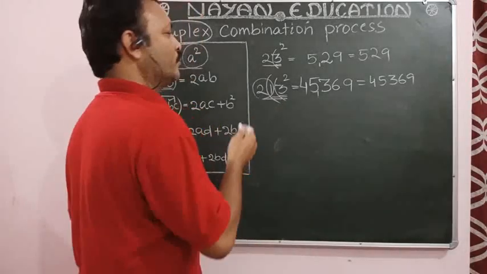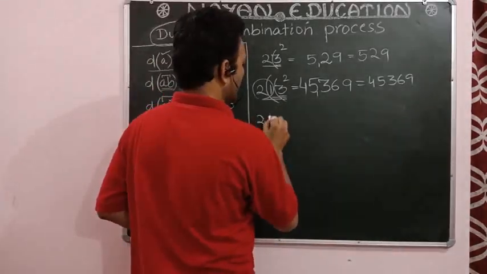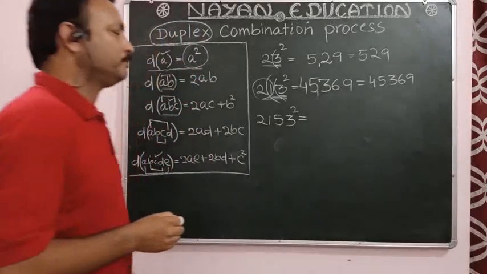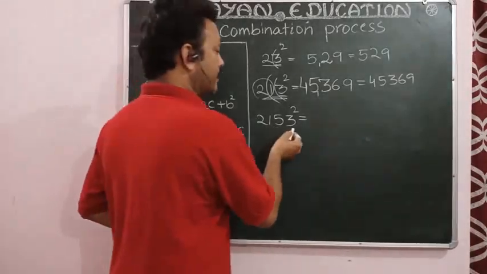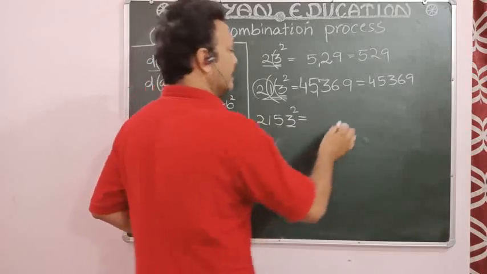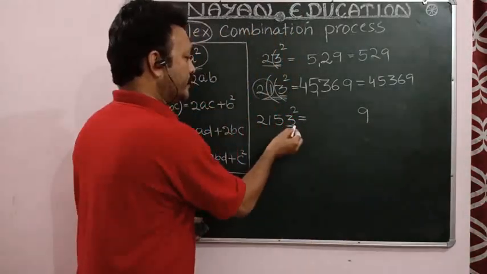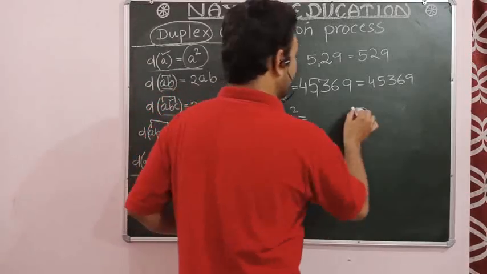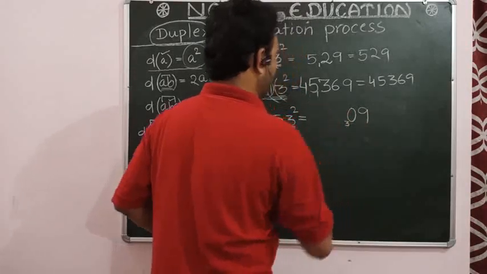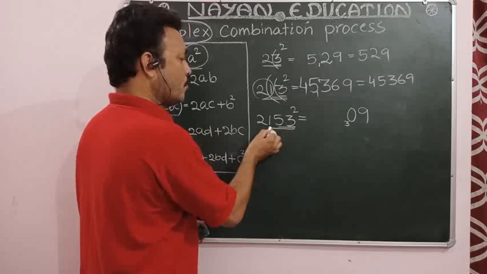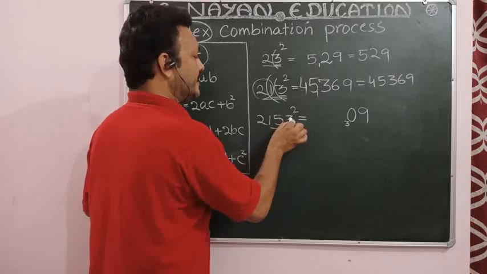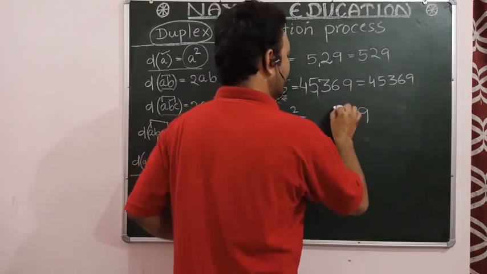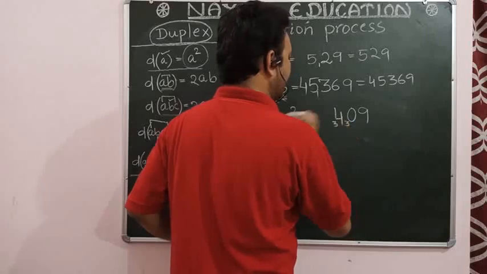Now let us see the square of a 4-digit number. 2153. What would be its square? See friends, first we have to start from the right. What is the duplex of 3? 9. What is the duplex of 53? 2 into a into b, 5 into 3 is 15, 2 is 30. Drop 0, 3 carry. What is the duplex of 153? 2 into 1 into 3, 6, plus 5 square, 25, plus 6, 31. 31 plus 3, 34. Drop 4, carry 3.